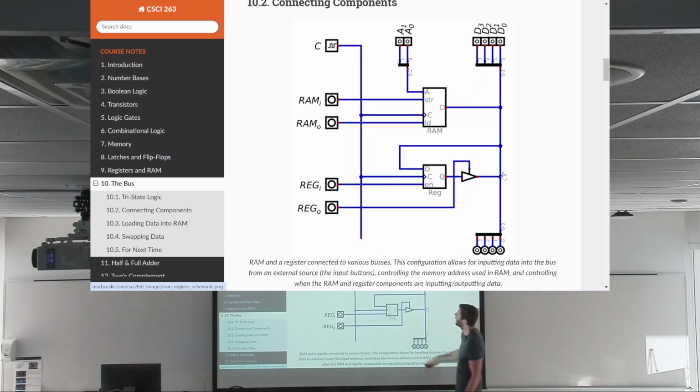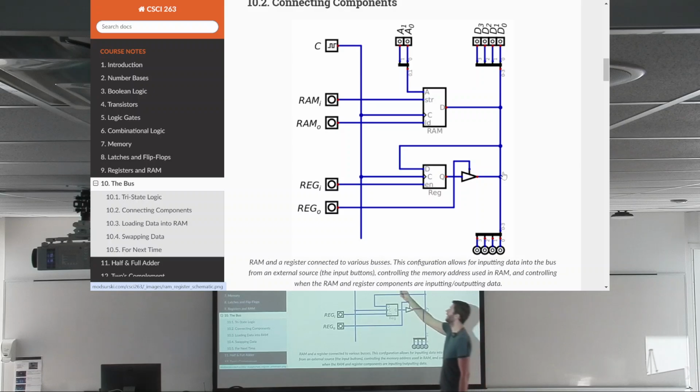And then we have 2 control lines here for RAM in. When do I want to put data into RAM? And then RAM out. When do I want to output data from RAM? Similarly for the register. I've got control over when I want to put data into the register, when I want to output data from the register to the bus. Okay?